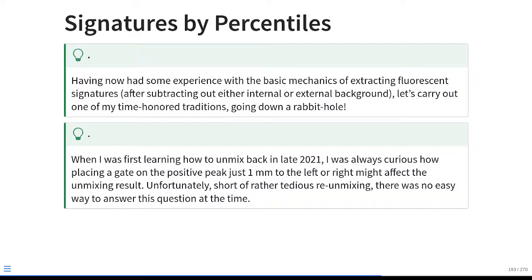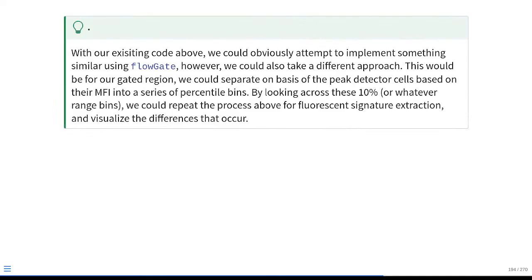So I could have done that myself, but it would have been rather tedious to do in Spectral, as I would have to re-unmix as a separate experiment and compare them by hand to see if there's anything dramatically different when I shifted the signature. So it's not an easy task to be able to do using commercial software. Within our existing code base, we could implement something very similar using FlowGate just by modifying the gate around a couple of times.